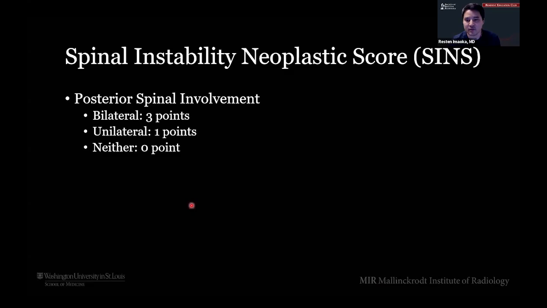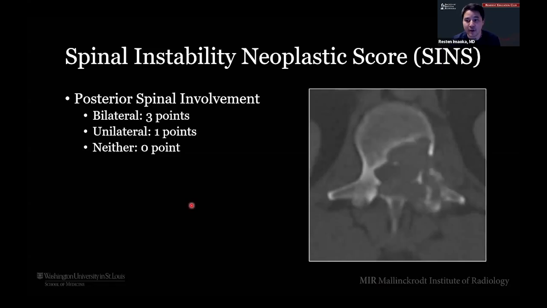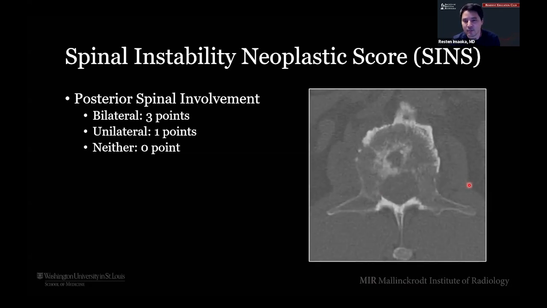And then posterior spinal involvement. If you have involvement of your posterior elements or facets, you're going to be more likely to be unstable. And if you have it bilaterally, obviously that's going to be a little bit worse. So we've got an example here where we've got this lytic lesion and this left pedicle is completely destroyed. This one's actually crossing the lamina, so maybe it's a little bit of both posterior elements, but this was my example of a unilateral. And then here's a bilateral. You've got lytic lesions, maybe a mixed lesion here in this lumbar spine. You can see both of the pedicles are involved and it's coming down the transverse processes as well.